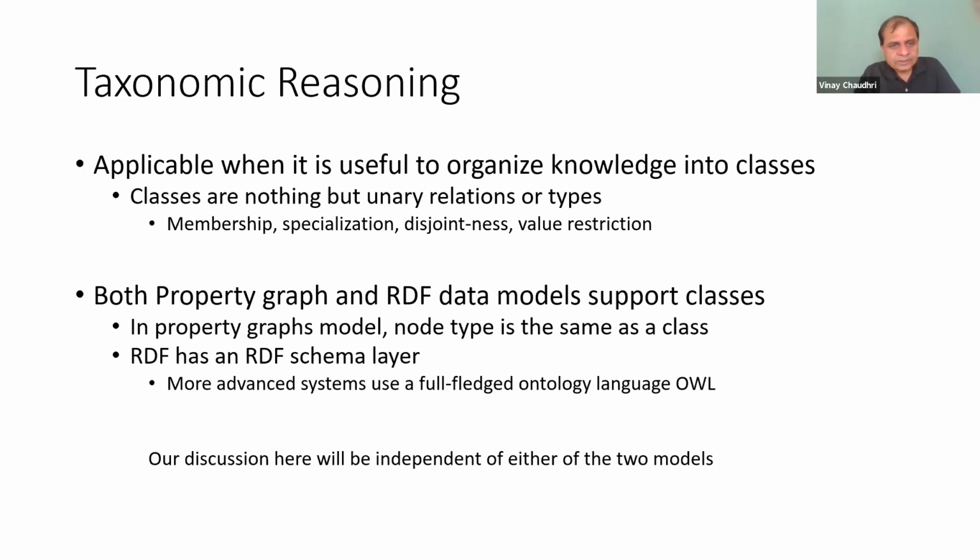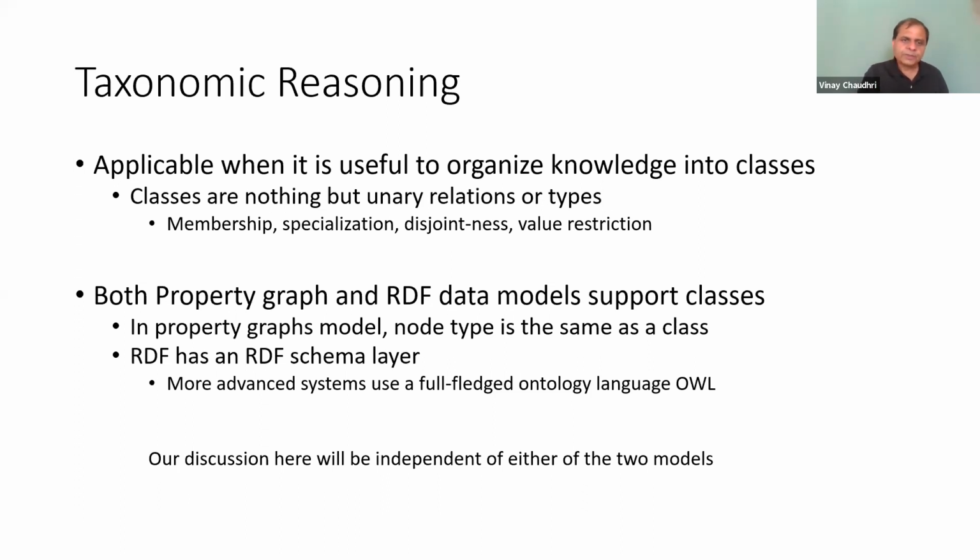Now, it turns out that both the property graph data model and the RDF data model support classes. In the property graph data model that we have considered earlier in the class, the node types essentially function in the same way as classes would. And in the RDF data model, they have an RDF schema layer in which they let you define classes, and they would also let you define domain and range constraints over your relationships.